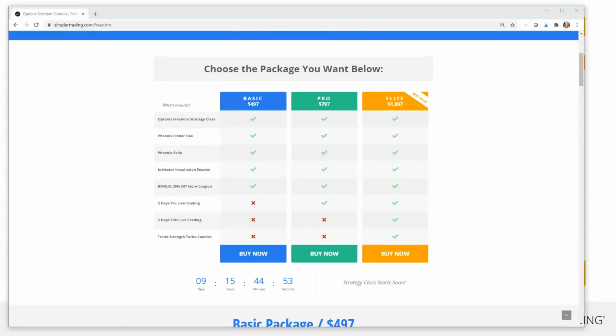Are you going to show how to use the tool in a down market? I can absolutely do that. Looking for the best pricing I can get, I would absolutely just email support@simplertrading.com. Is this the training you do in the Stock Profits membership? Yes.